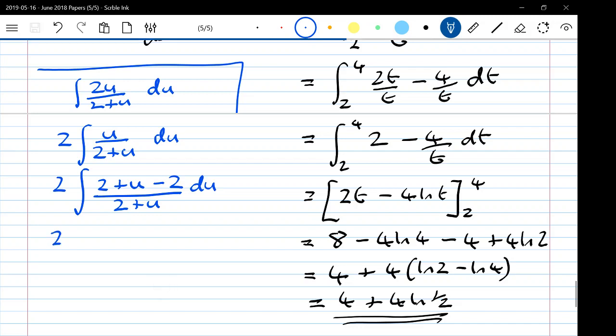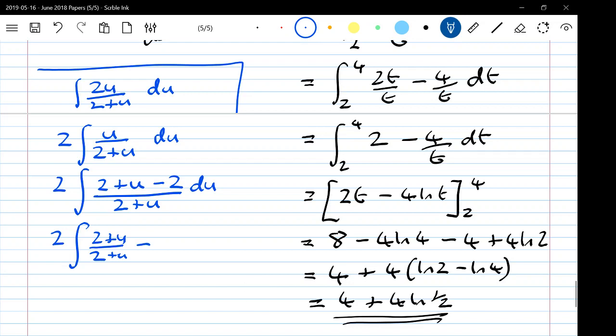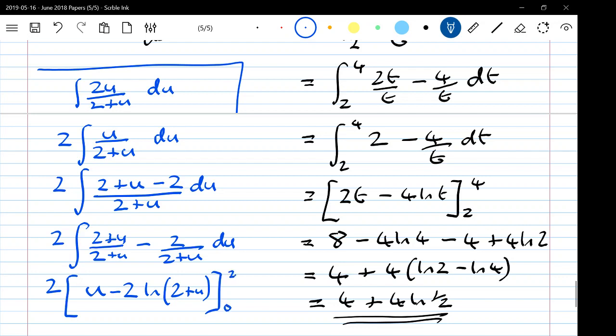And then I can split up the fraction, so it is 2 plus u over 2 plus u, take away 2 over 2 plus u, and that gives us 2 lots of, well, that's 1. If you integrate 1, you get u, and if you integrate 2 over 2 plus u, you get 2 ln 2 plus u. And that leads you to the same answer. Once you put the limits of 0 and 2 in, it leads you to that same point. So you could have done it without another substitution, but having done all that hard work of the substitution, it was a bit of a mean integral to leave you with, isn't it?